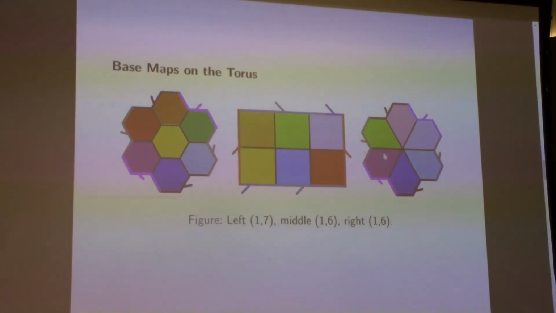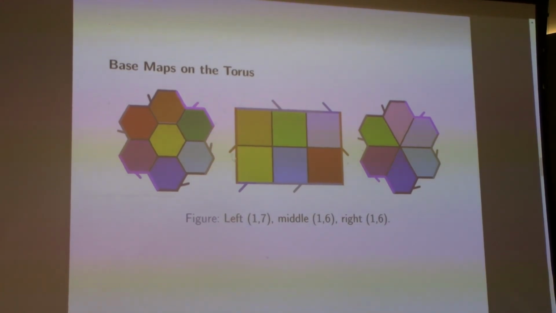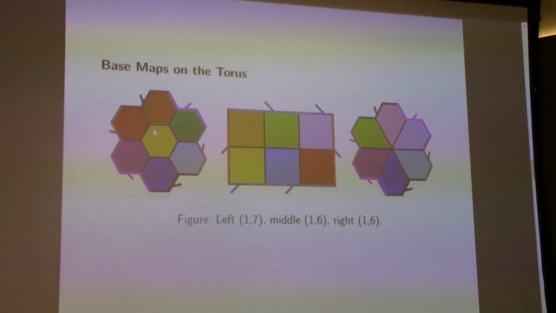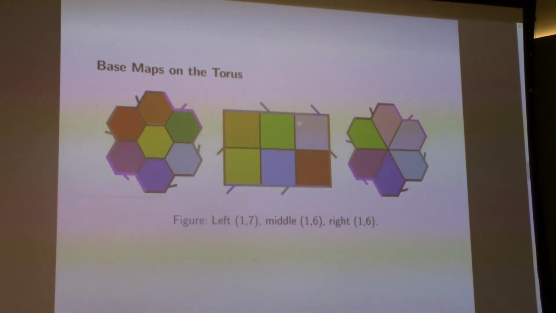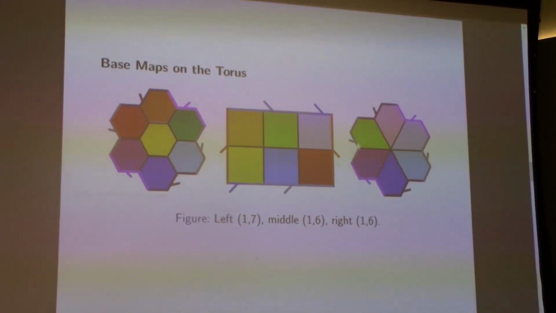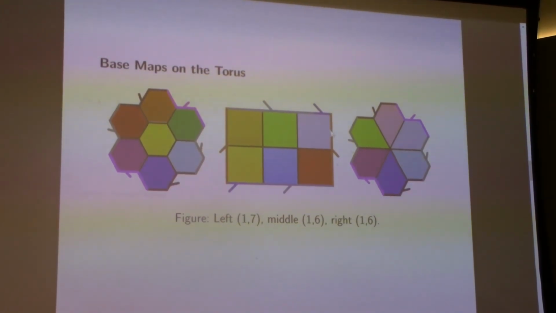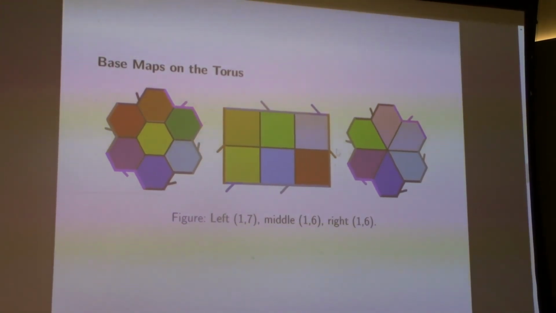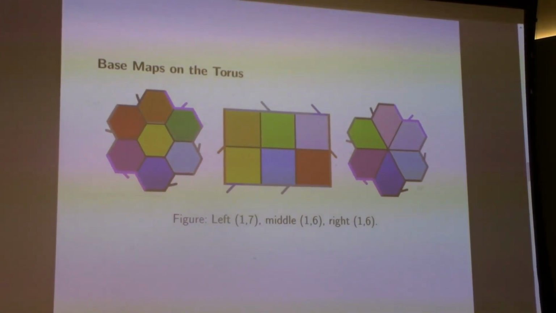And then here is another 6-color map on the torus, where you just took this 7-color map and you shrunk one of the faces down to a point. So it turns out that these maps are complete, but they're not maximally complete. But we are going to use these complete maps to construct maximally complete maps on higher genus.